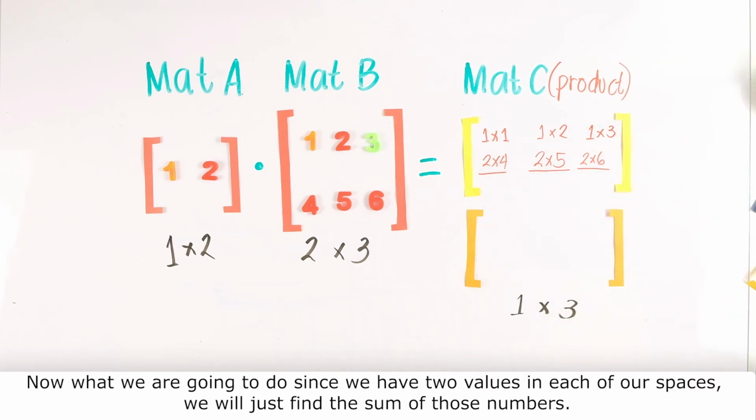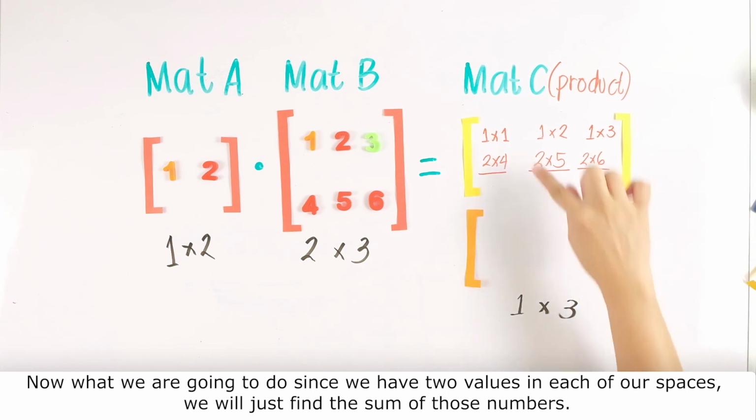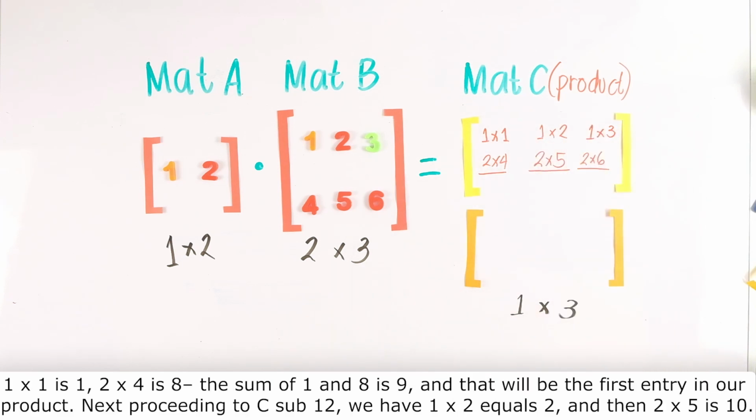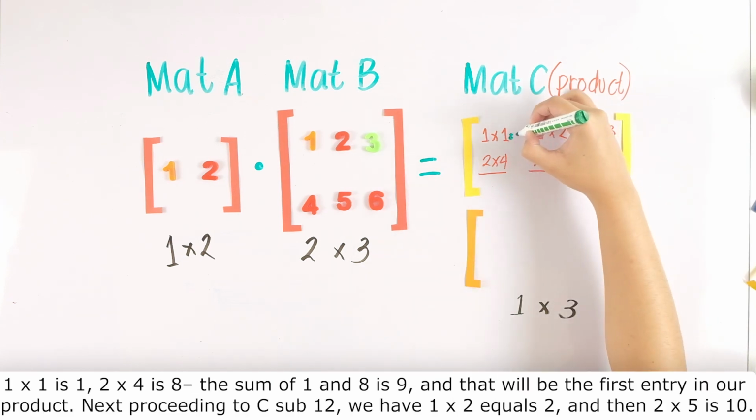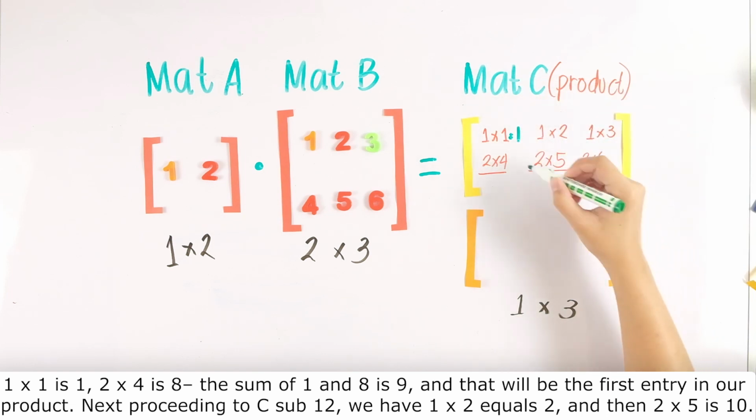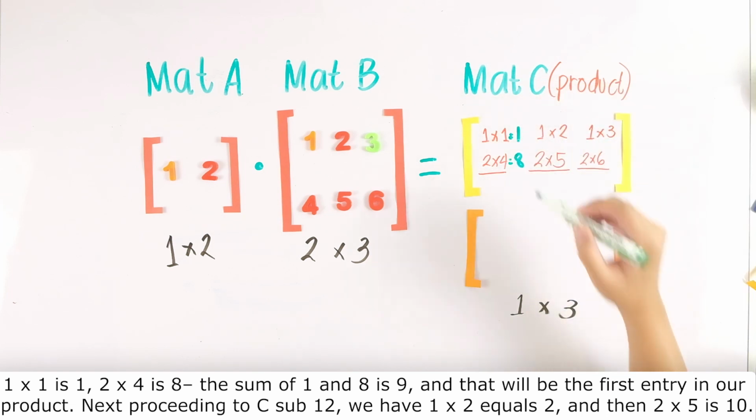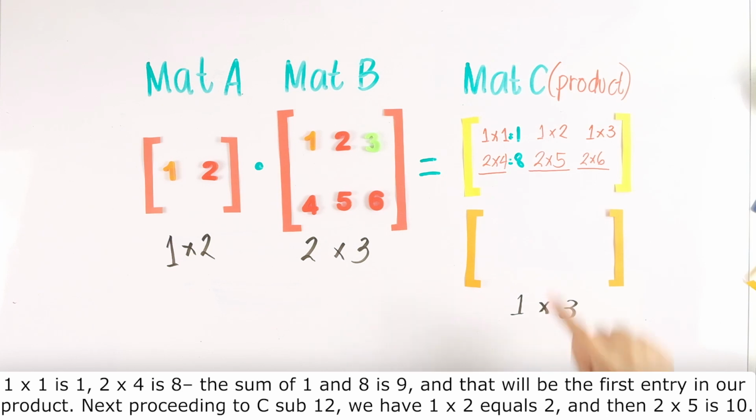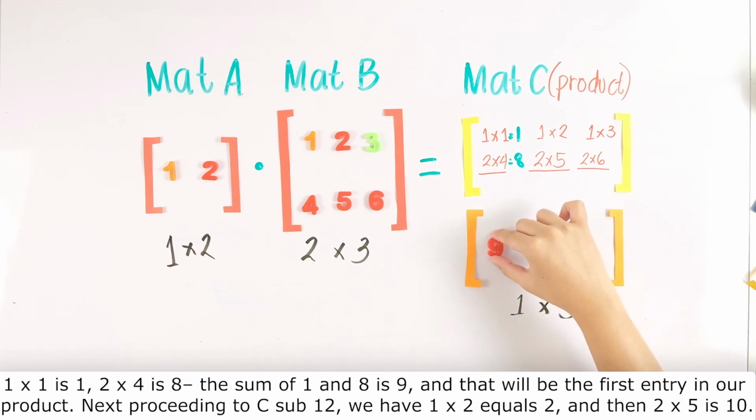Now, since we have 2 values in each of our spaces, we will just find the sum of those numbers. Okay, so 1 times 1 is 1. 2 times 4 is 8. Now, the sum of 1 and 8 is 9. So, that will be our first entry in our product, 9.